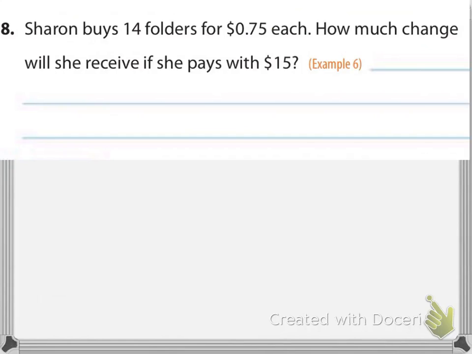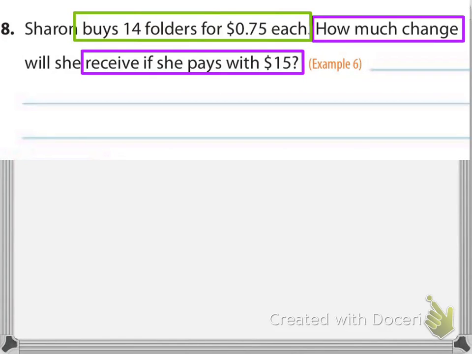So hold on, I'm going to update keywords. Okay, so again, I've highlighted the important parts from the problem. Sharon is buying 14 folders for 75 cents each. How much change will she receive if she pays with $15? So, again, referring to example 6, let's set up the problem. She is purchasing folders that cost 75 cents each. She's buying 14 of them, so you are going to have to do multiple steps.